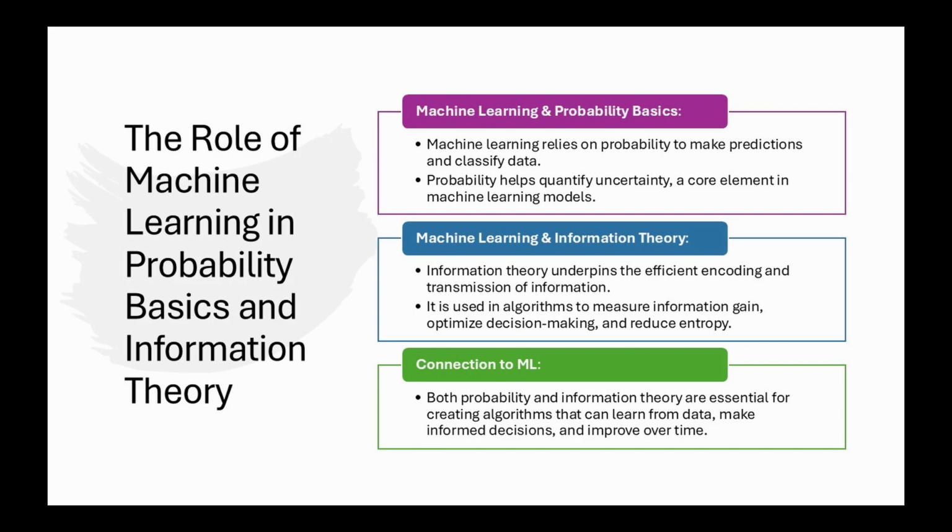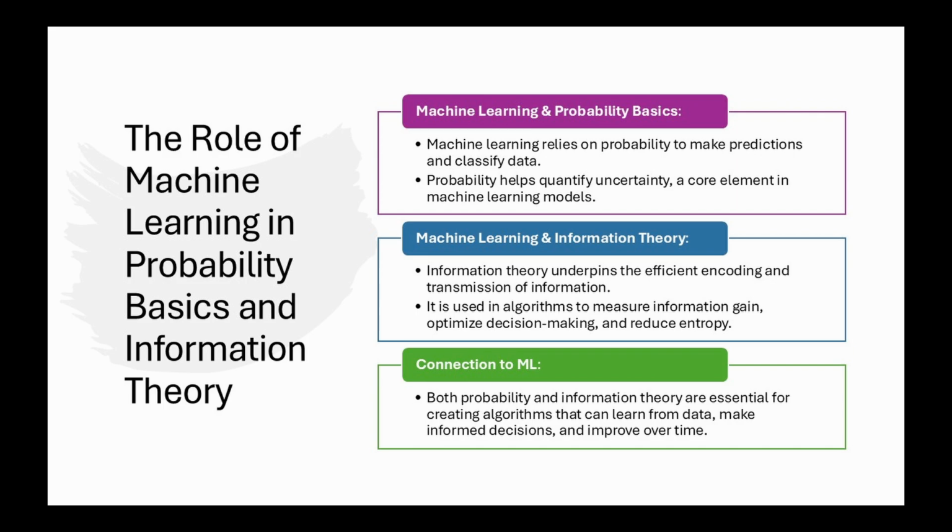Conditional probability. One of the key concepts in probability used in machine learning is conditional probability. This is the probability of an event happening given that another event has occurred. For example, if we want to predict whether someone will buy a product, we might condition on the fact that the person has visited the website. We calculate the likelihood of this purchase based on the information that the person has shown interest.